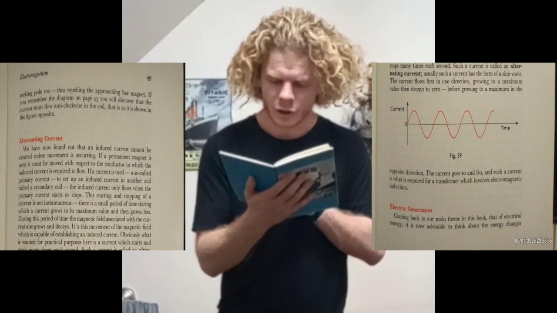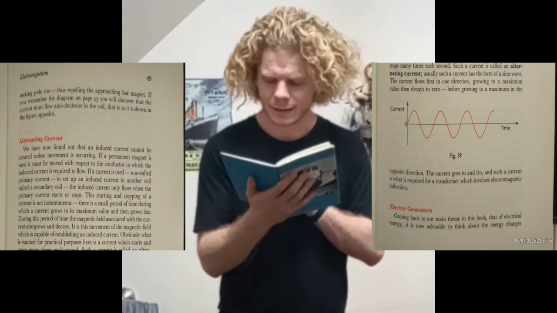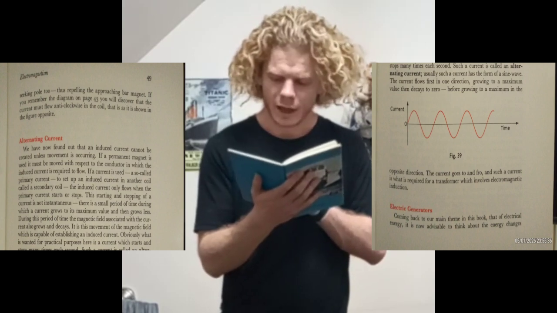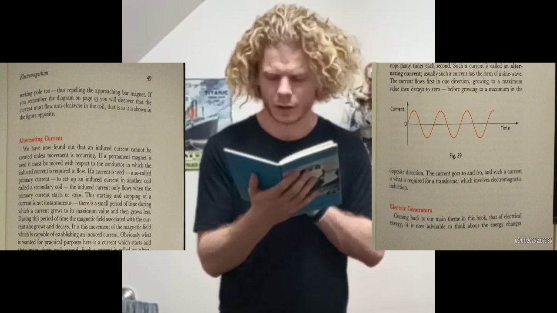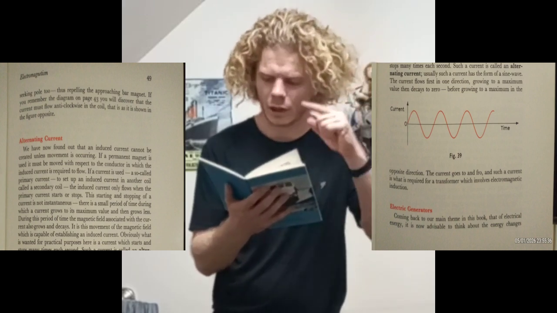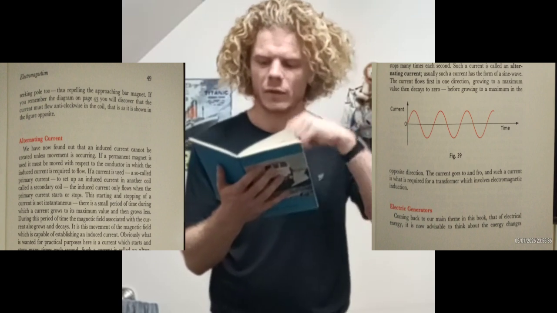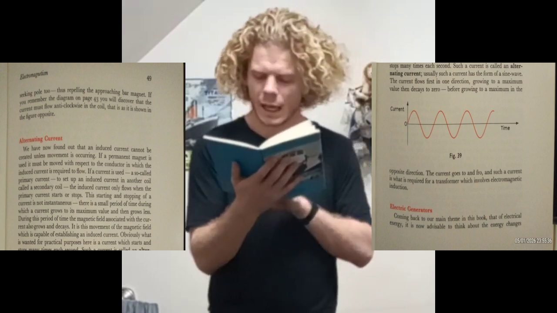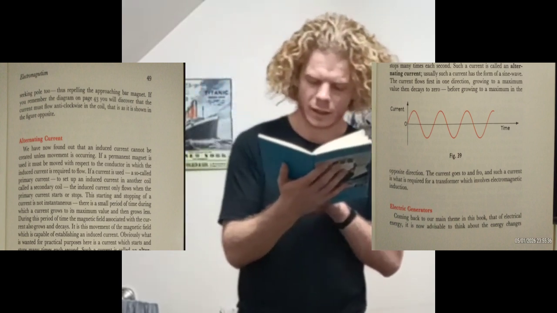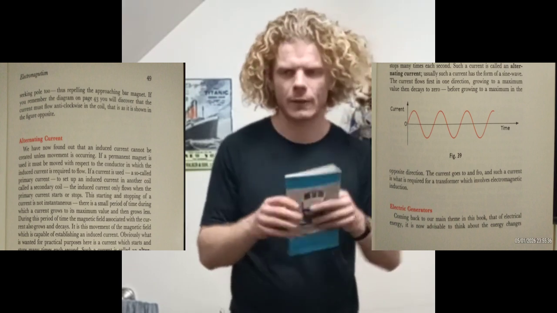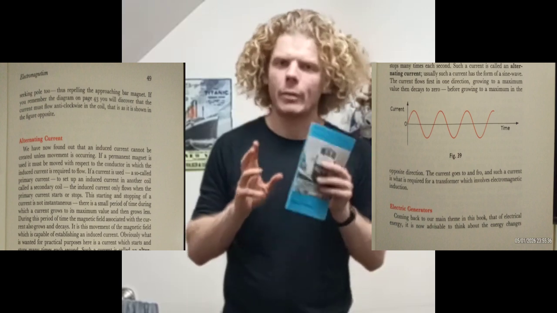Obviously, what is wanted for practical purposes here is a current which starts and stops many times each second. Such a current is called an alternating current. Usually such a current has the form of a sine wave. The current flows first in one direction, growing to a maximum value and decays to zero before growing to a maximum in the opposite direction. The current goes to and fro, and such a current is what is required for a transformer, which involves electromagnetic induction. We can follow the basic principles.